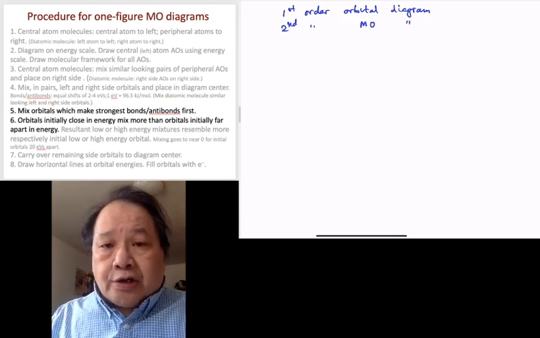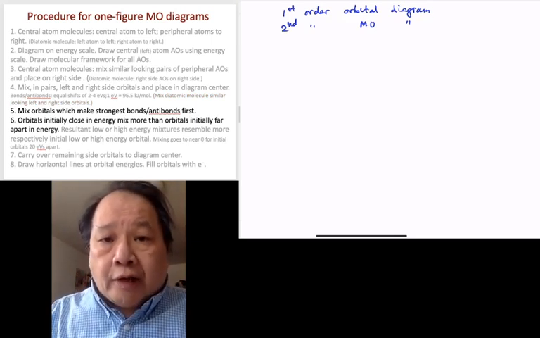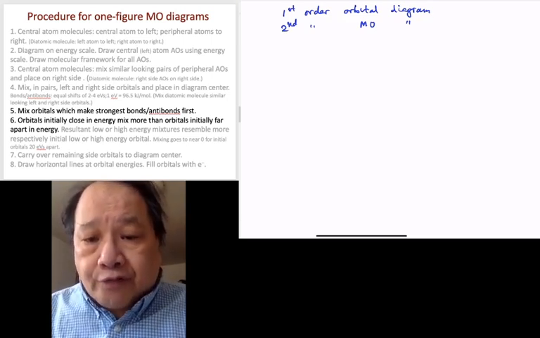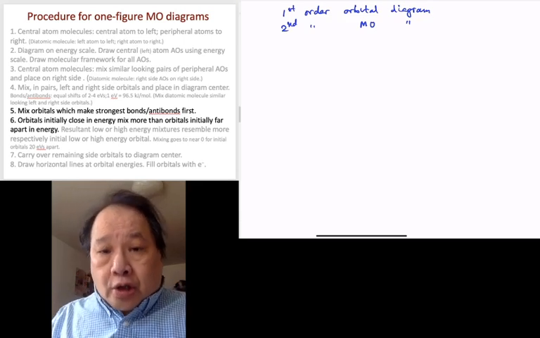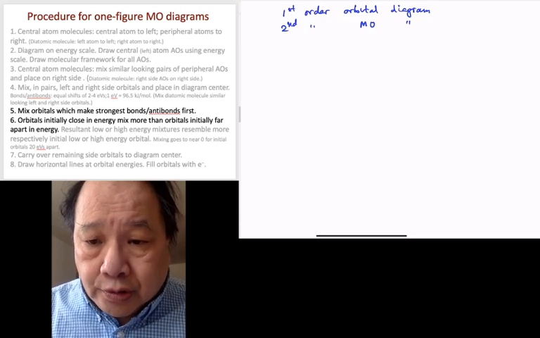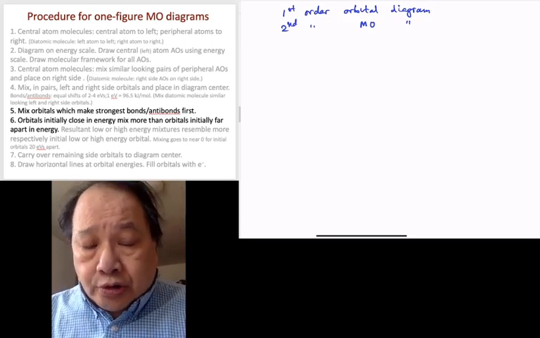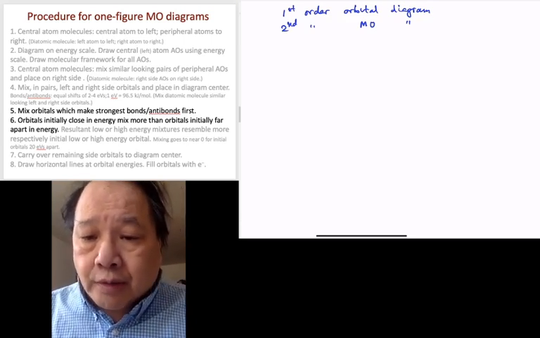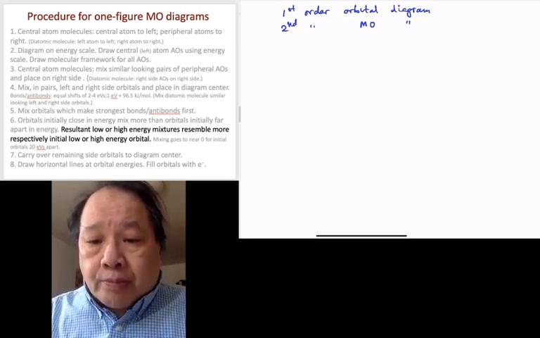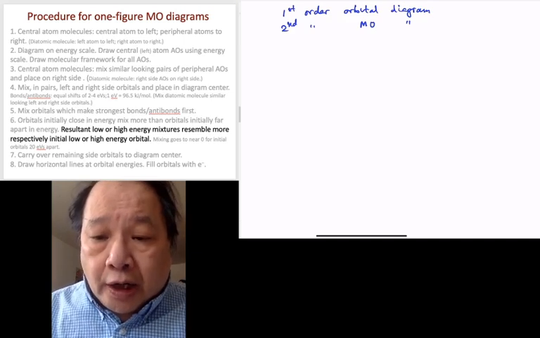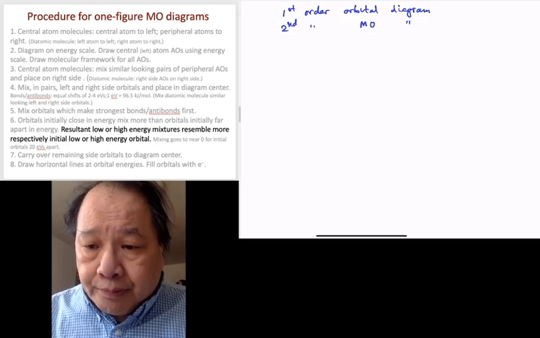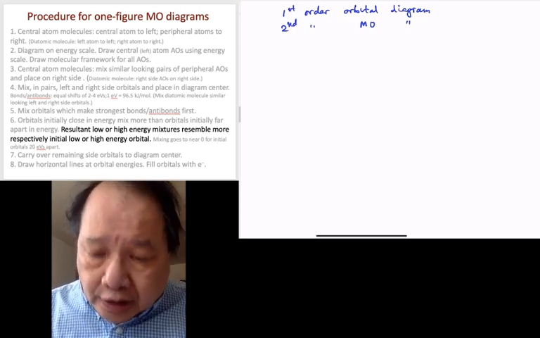Orbitals from the left side and the right side that interact well, have good constructive or destructive interference, should always be interacted first. And orbitals that are close in energy must be mixed first. So there's 2 things that we have to consider: close in energy and strong interaction. The resultant lower or high energy mixtures will resemble more initially the respective low or high energy orbitals. We'll actually study that in the next clip.